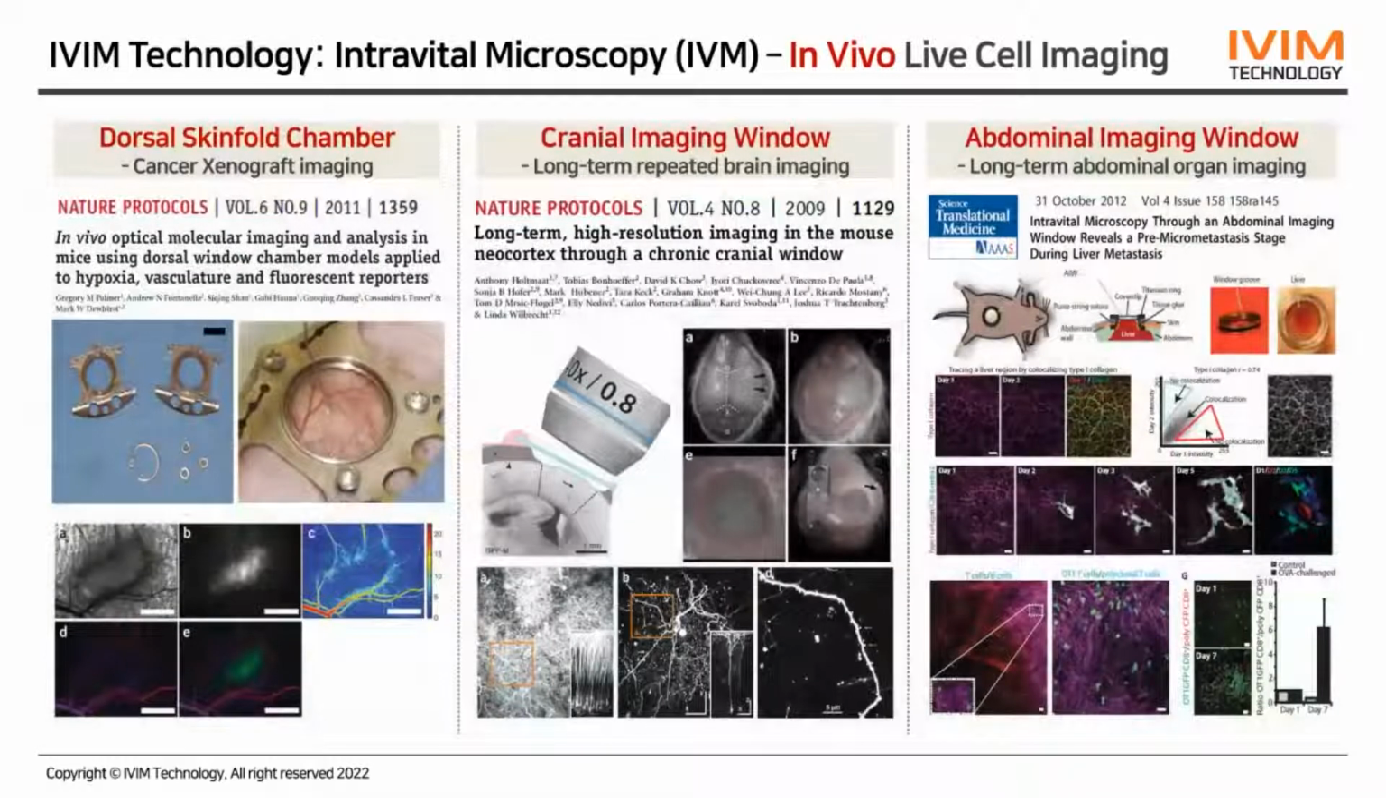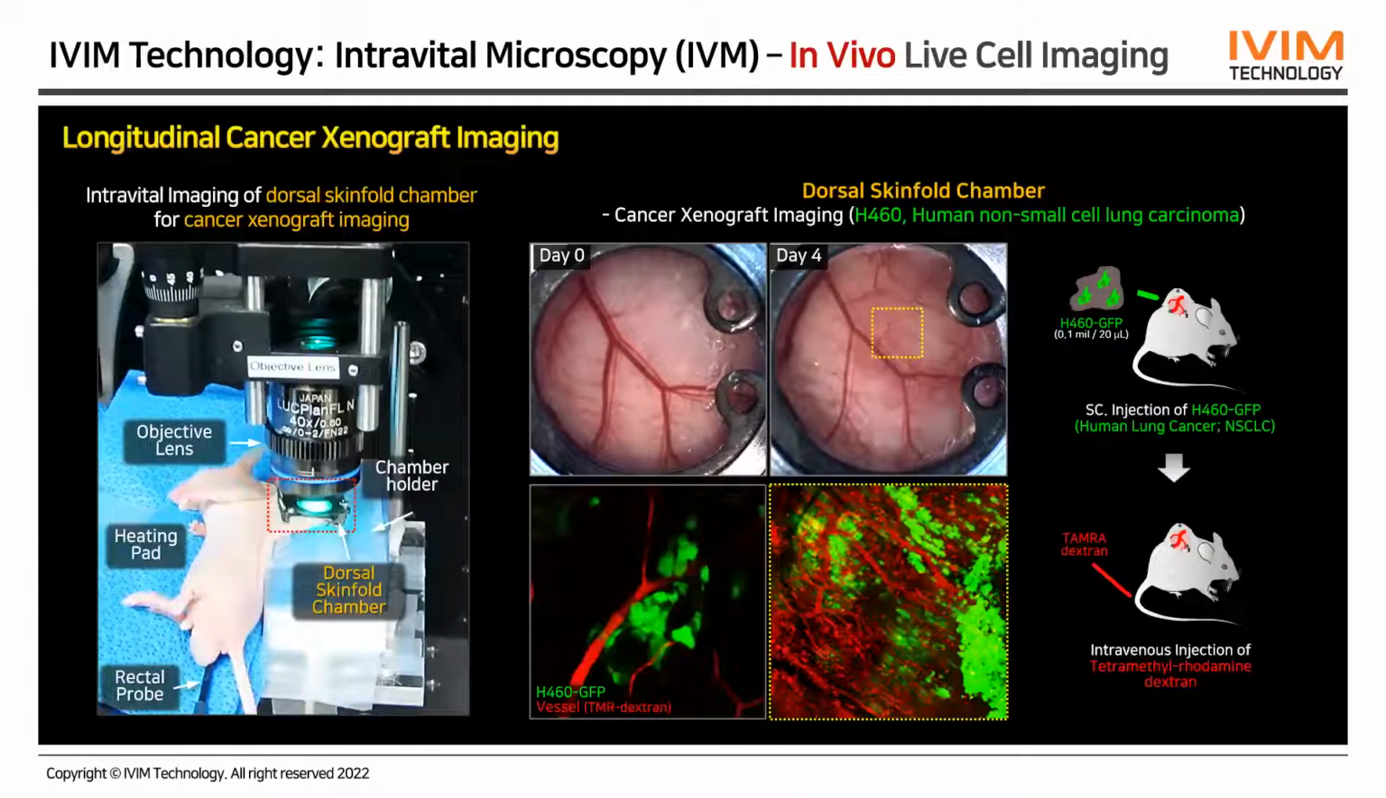For in vivo longitudinal monitoring, we utilize in vivo imaging windows such as the dorsal skin fold chamber for cancer or drug candidates in vivo analysis, the cranial imaging window for brain imaging, and the abdominal imaging window for internal organs. By utilizing the dorsal skin fold chamber, we can perform repetitive in vivo imaging of tumor development or in vivo analysis of target drug delivery in the tumor tissue.